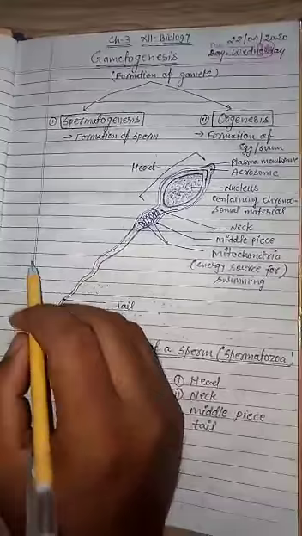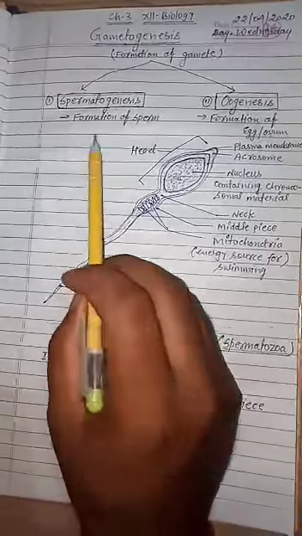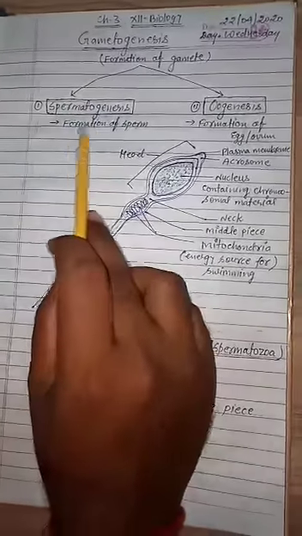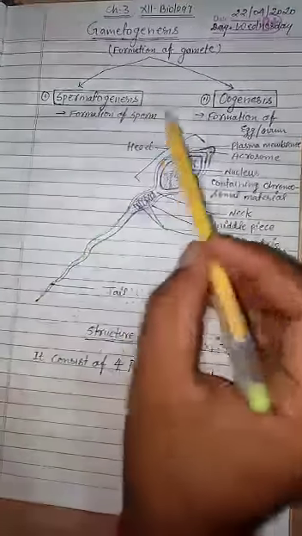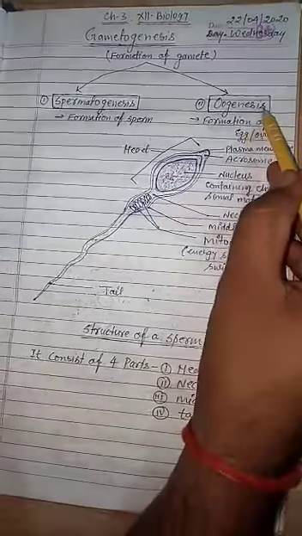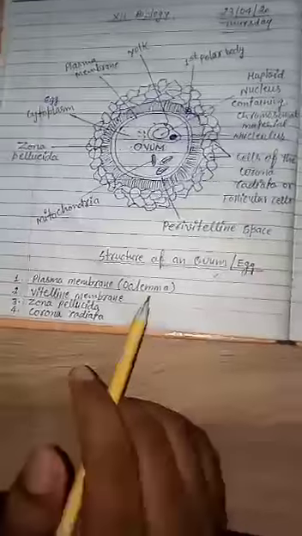This is Sarvan sir. So in the continuation of chapter 3, I am discussing the topic gametogenesis. As yesterday I discussed spermatogenesis, formation of sperm. So now today let's start the topic oogenesis, formation of egg or ovum.